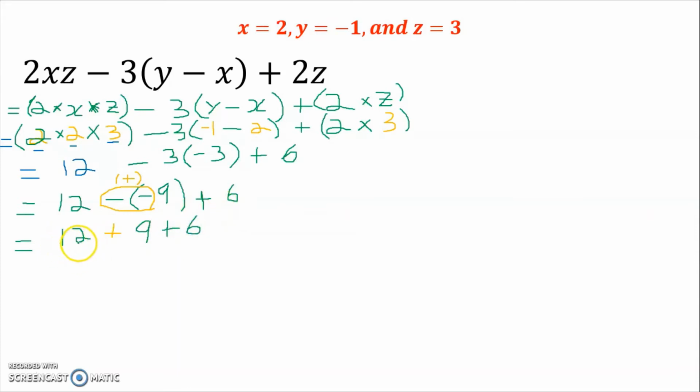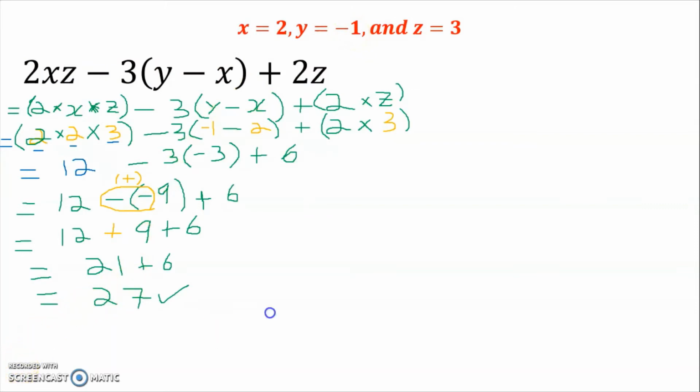So this 12 here plus this 9 would give us 21, and 21 plus 6, we bring down the 6 from up here. 21 plus 6 is equal to 27. So our answer for this question is 27. That is the value of this expression when x equals 2, y equals -1, and z equals 3.